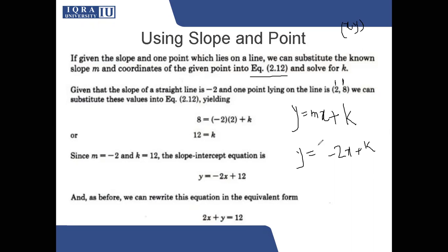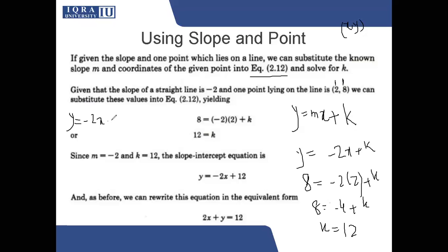So I'll put the value of y as 8 and the value of x as 2: 8 equals -2 times 2 plus k. Now I get 8 equals -4 plus k, and I'll take this -4 to the other side and I'll get k as 12. So I know my k is now 12 and I know my slope is -2. All I need to do now is y equals -2x plus 12. This is my equation of the straight line.